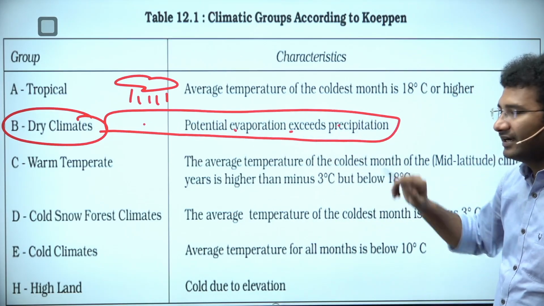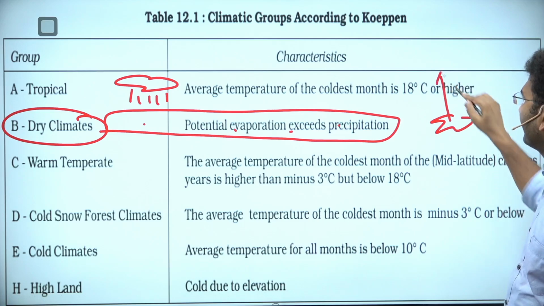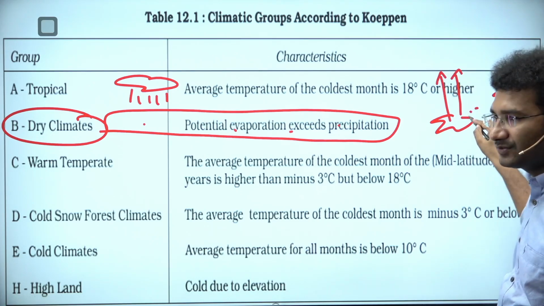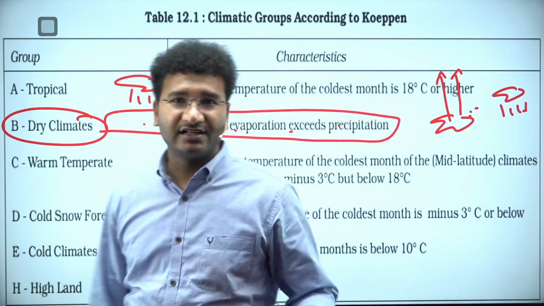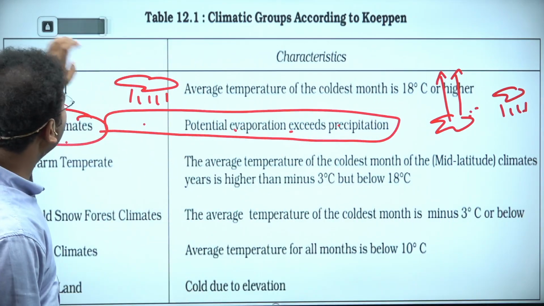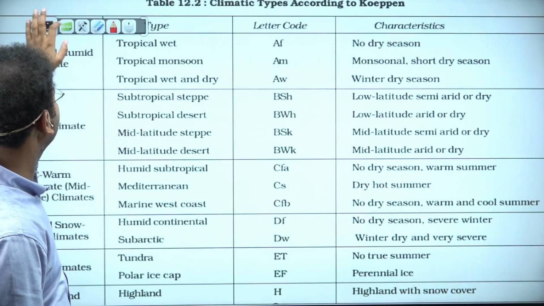Potential evaporation is greater than precipitation. That means the rate of evaporation is more than the rate of precipitation. If the rate of evaporation is more, then this particular region he'll call B type of climate. Now he further divided these types of climates.